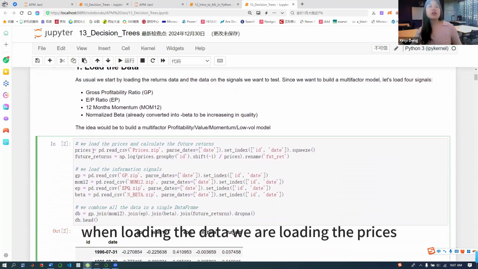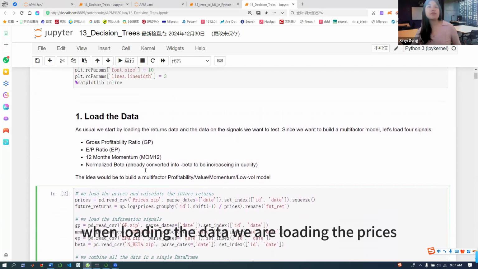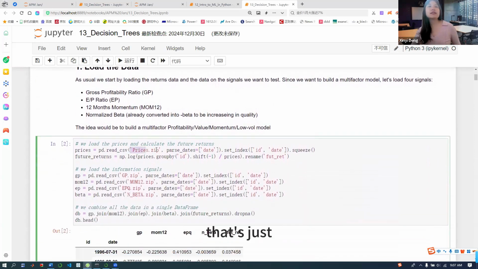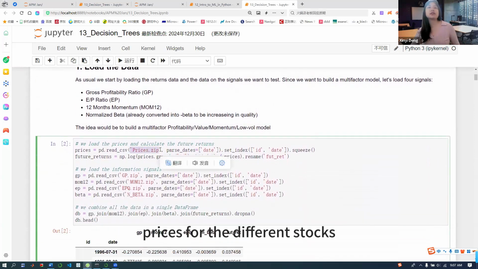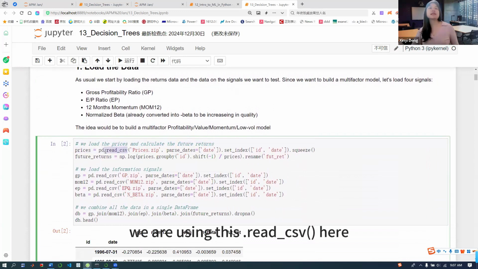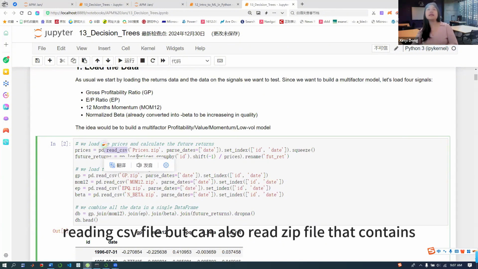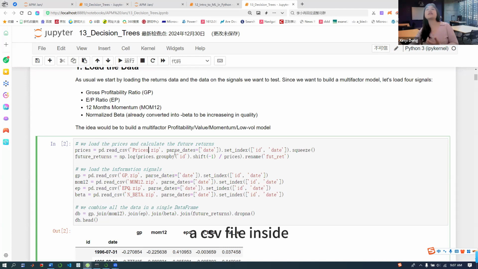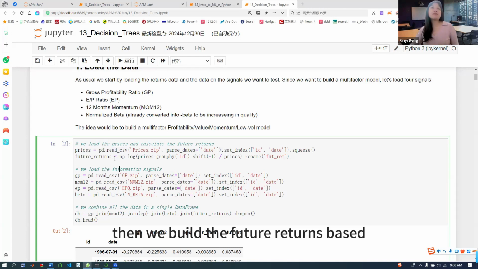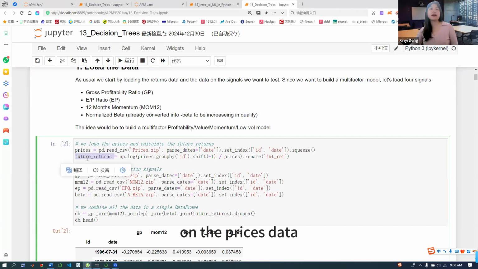So when loading the data, we are loading the prices. That's just prices for the different stocks. We are using this .read_csv here. So .read_csv can actually not only directly read a CSV file, but can also read a zip file that contains a CSV file inside. Then we build the future returns based on the prices data.